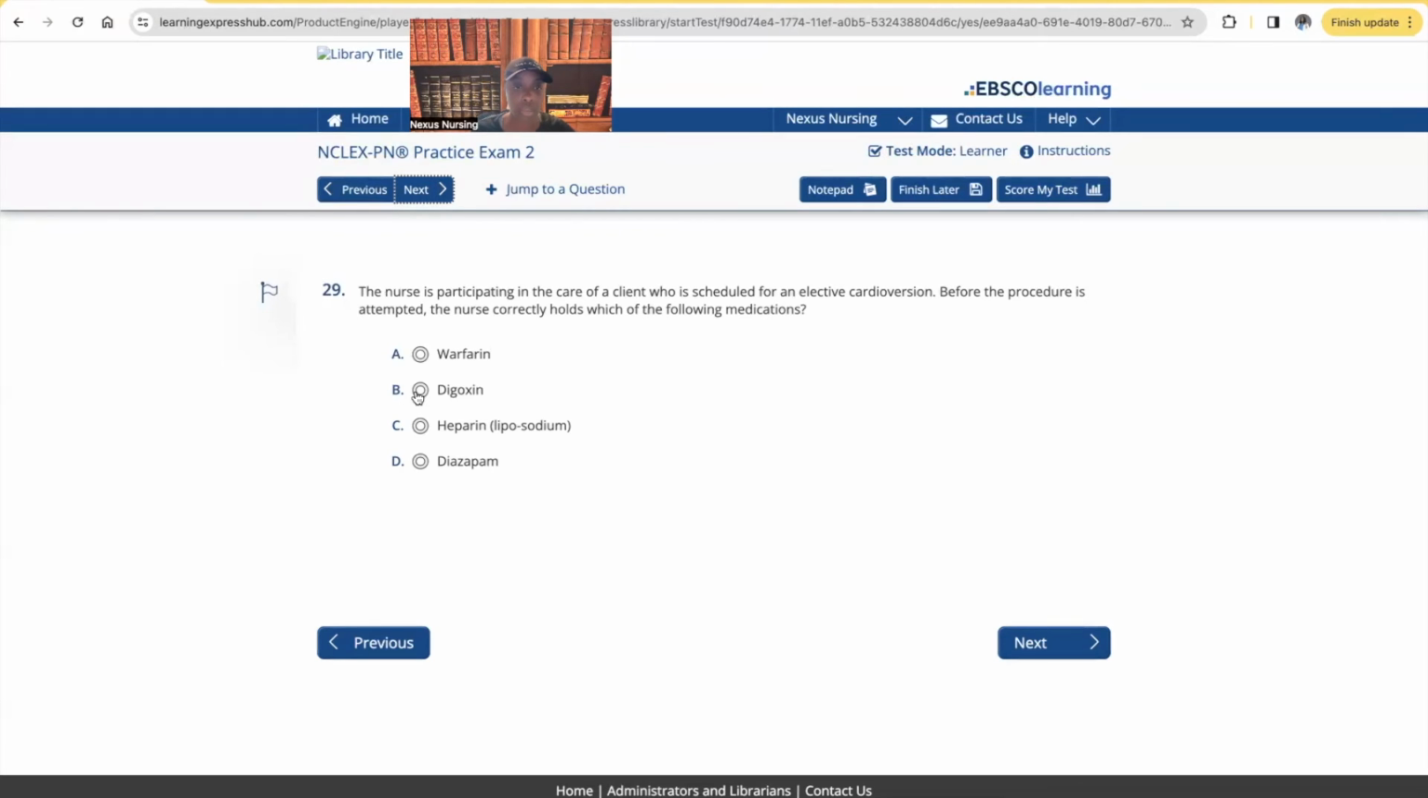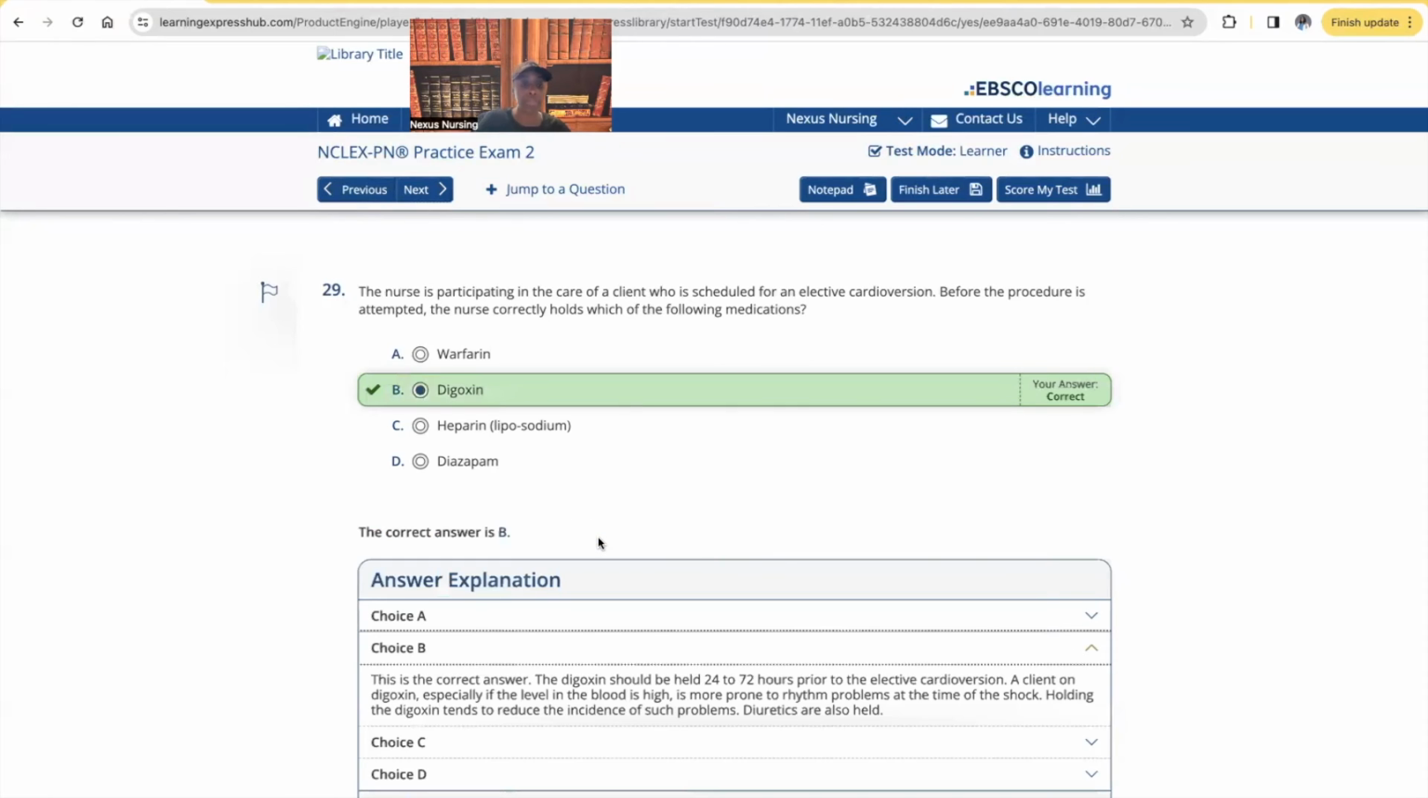Which one are you? Okay, yeah, this one. Okay, so let's talk about this. So the patient's getting cardioversion. Imagine you've got a patient with AFib, and now they're going to have cardioversion.